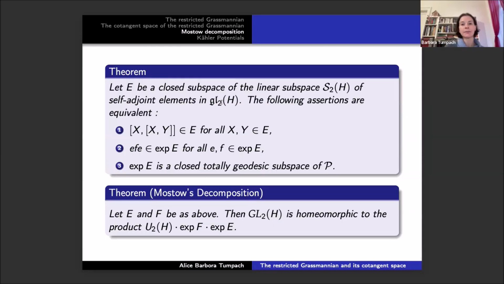where E and F are subspaces of the linear subspace of self-adjoint elements in the Lie algebra of the group GL2, such that the bracket of X with the bracket of X and Y is inside E for any X and Y in E. So this is a condition on E, and F is the orthogonal of E in S2. So we have this kind of refinement of the polar decomposition, and we apply this.